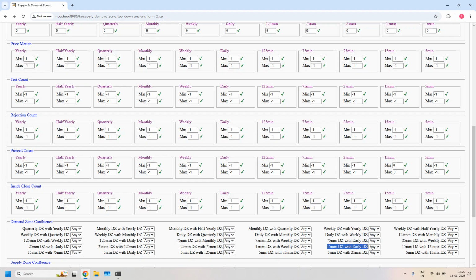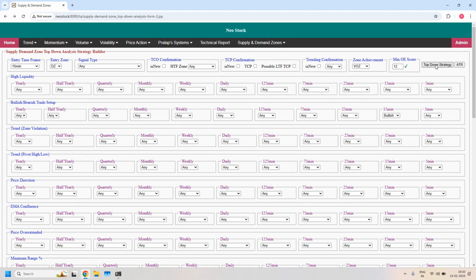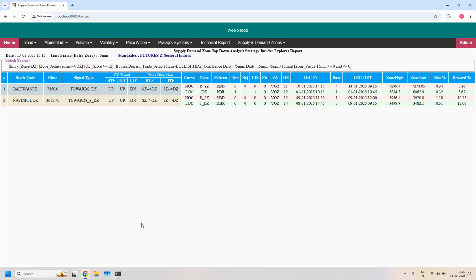Next, 15 minutes demand zone with daily demand zone confluence. 75 minutes demand zone with daily demand zone confluence. With all the 3 filters, LTF, ITF, HTF zones, we got 2 stocks. In these 2 stocks, these daily demand zones are part of the 75 minutes demand zone. These 15 minutes demand zones are part of the 75 minutes demand zone. Both together part of the daily demand zone. And daily trend is up in both the stocks.